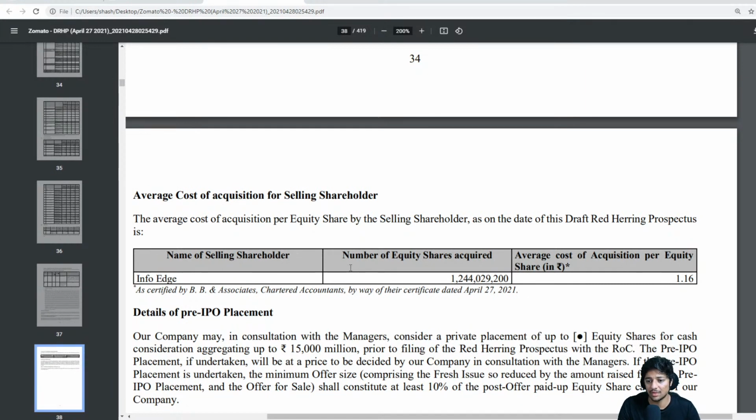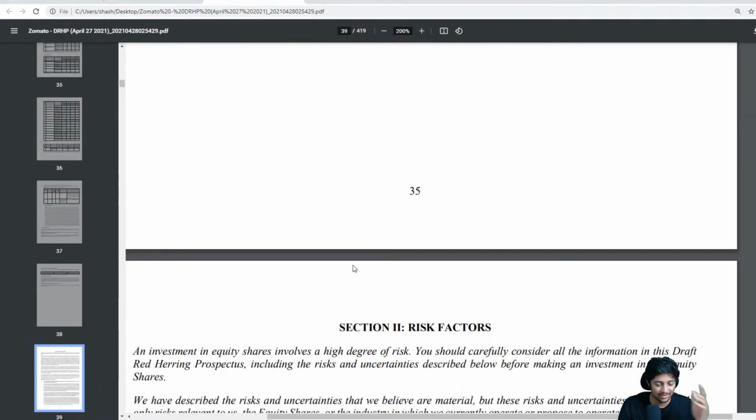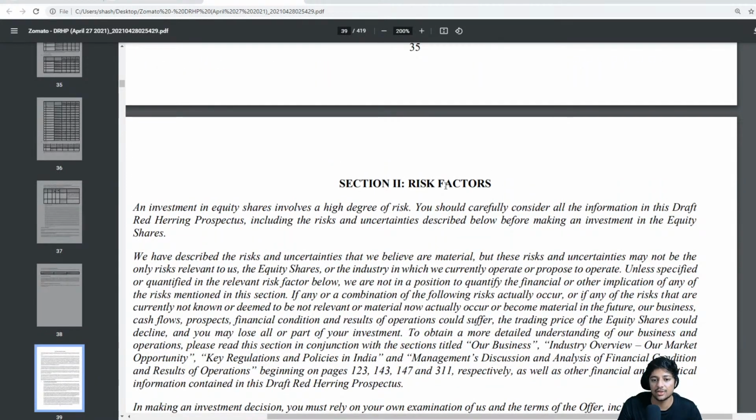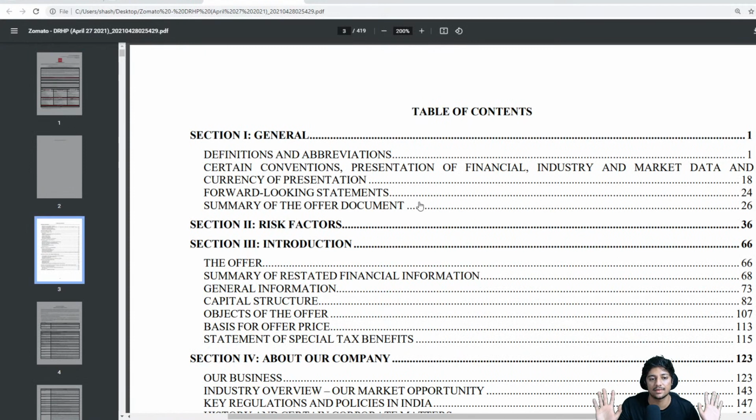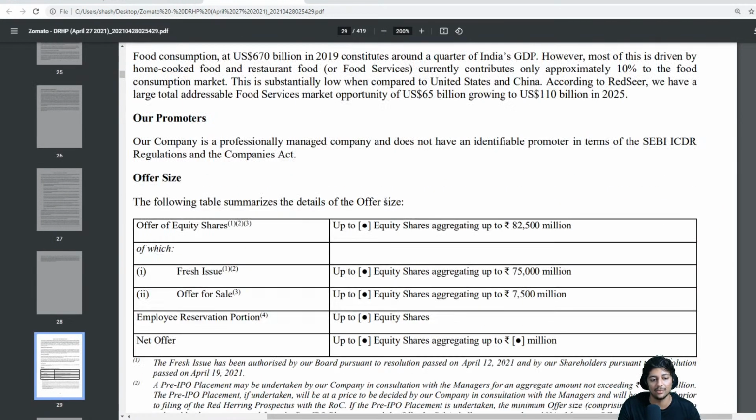The average 1.16 rupees. Again, that's not very important. That's it. Finished. Section 1 over. As soon as it's over, I click on home page and come back to this. So you saw what we did very quickly. All we did from this entire general section, we only saw this part. Summary of offer document is what we actually looked at.